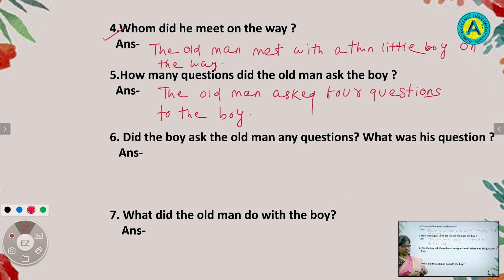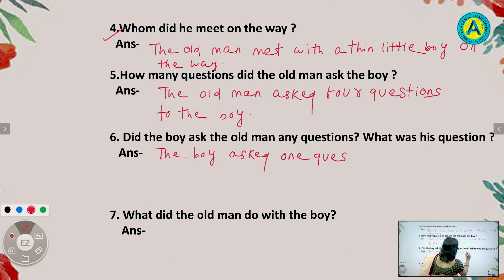The sixth question is, did the boy ask the old man any questions? What was his question? Now I am writing the answer. The boy asked 1 question to the old man.